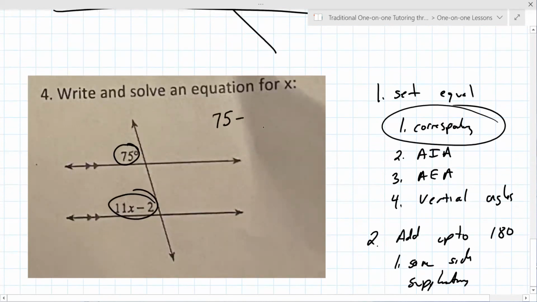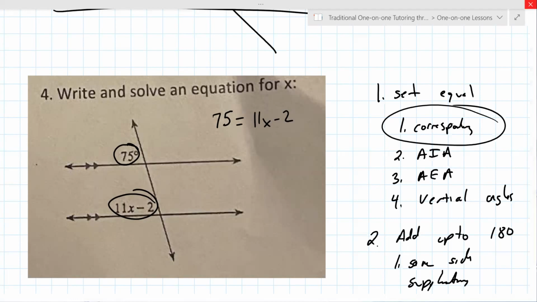So 75 equals 11x minus 2. Like on a test, you may not have to say why, but I would want you to give the reason, because I wasn't thinking about, like, what if it was corresponding and all that stuff. I was thinking more of something different.